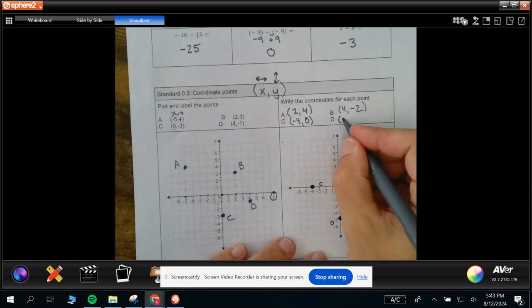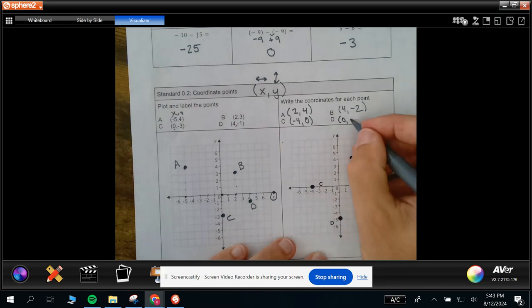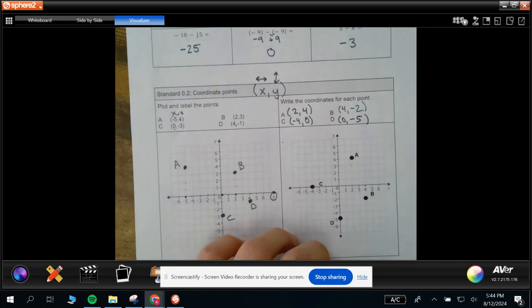So I go 0 units left or right. And then I go 1, 2, 3, 4, 5 down, which is -5. All right, let's flip to the back side.